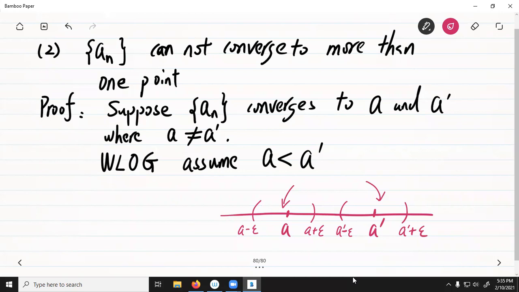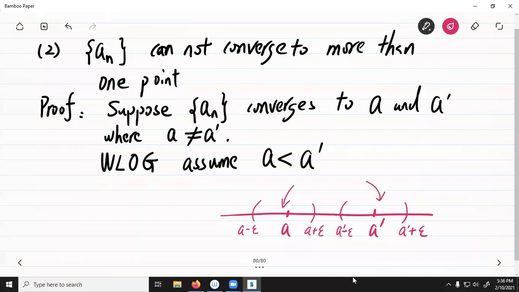Then you will see, when n is large enough, all the terms in the sequence will be here. When n is large enough, all the terms in the sequence will be here. So that would be the contradiction, because we choose this epsilon small enough to make these two intervals be separated. Okay, there is no common part. So that is the idea.